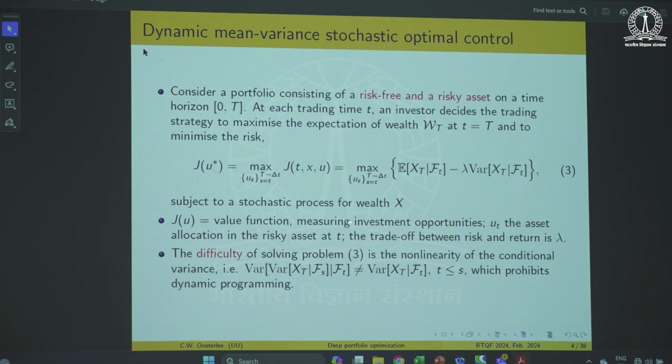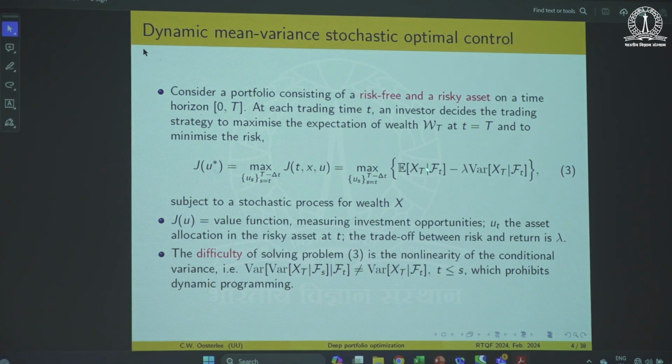So J measures the investment opportunities, little u is the allocation in the risky asset, how much in the stock and how much in the bond. And lambda is a trade-off between risk and return. It's clear that when lambda is big, we are more interested in reducing the risk, and if lambda is relatively small, we are more interested in optimizing our return. Sometimes by varying lambda, we can make a Pareto optimal front. But here in this talk, we will fix lambda.